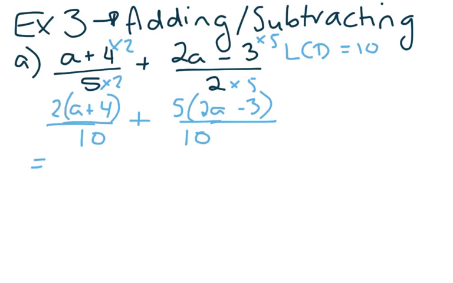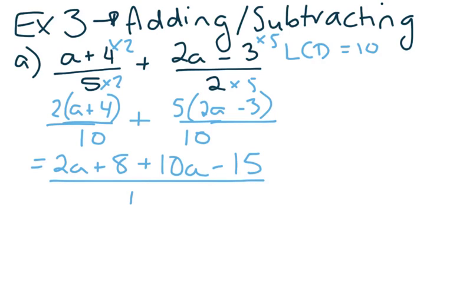Now, the next step would mean I have to expand the brackets because I can't possibly do anything further yet, because I need to expand the brackets first. So I get 2a plus 8, and then I'm just going to write it all together, then plus 10a, because 5 times 2 is 10, and then 5 times negative 3 is negative 15, and then I'm going to write it all over the same denominator.